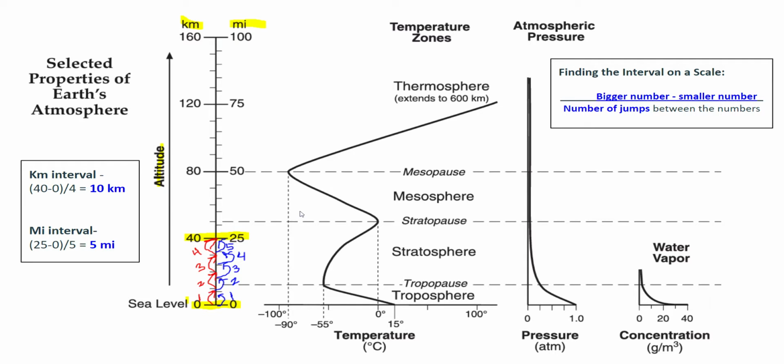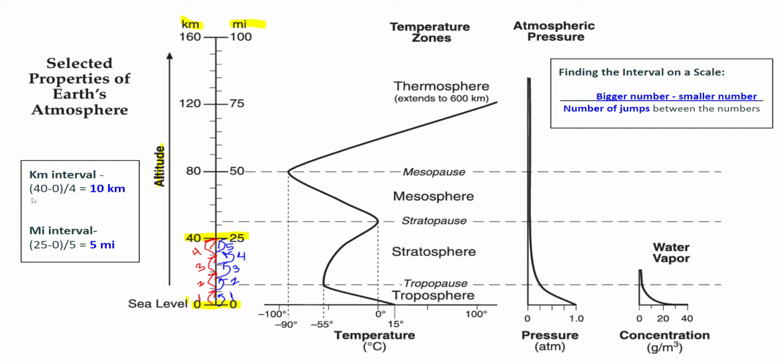But what you really should do with any scale, if you want to figure out how much each little increment is going up or down by, you're always going to start from picking two numbers, okay? And in this case, I'm picking for kilometers 0 and 40, the two numbers that are given to me. You're going to subtract the bigger number 40 minus the smaller number 0 and divide by the number of jumps between the numbers. For instance, if I want to find how much the increments of kilometers are going up by, I'm going to pick any two numbers that are given to me.